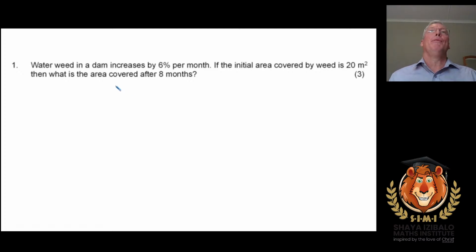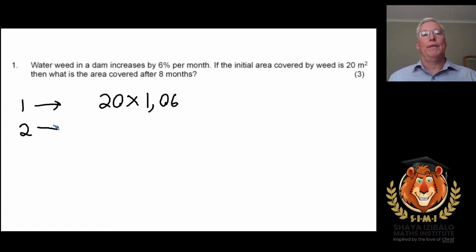Well, after 1 month, we're going to grow our 20 meters squared by 6%. So I'm going to use a multiplier of 1.06. Right, so that's after 1 month. After 2 months, what will happen is this is the amount of weed in the dam after 1 month, and then that gets multiplied by 1.06.